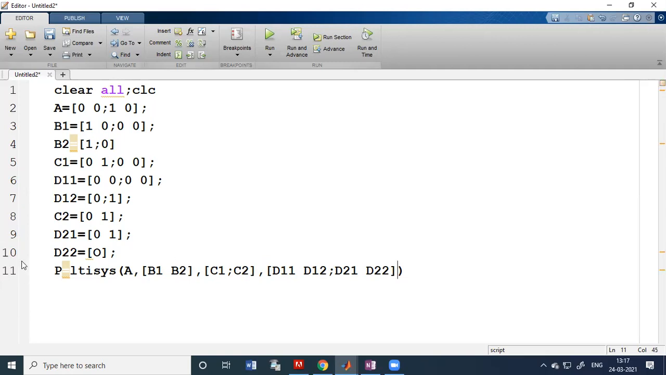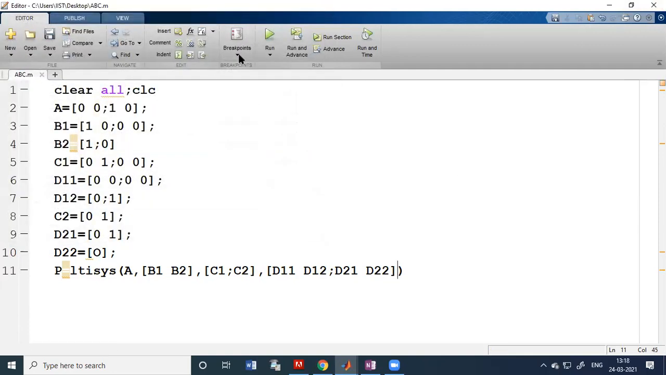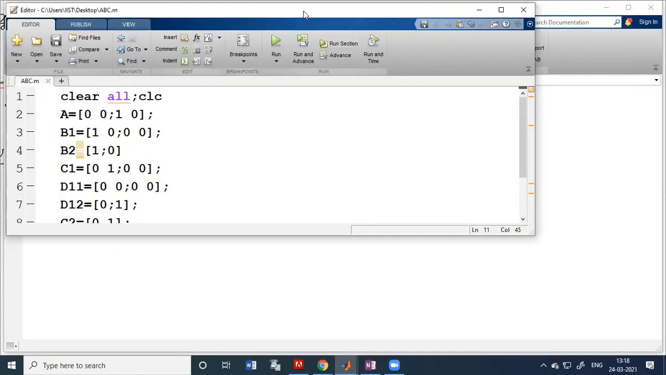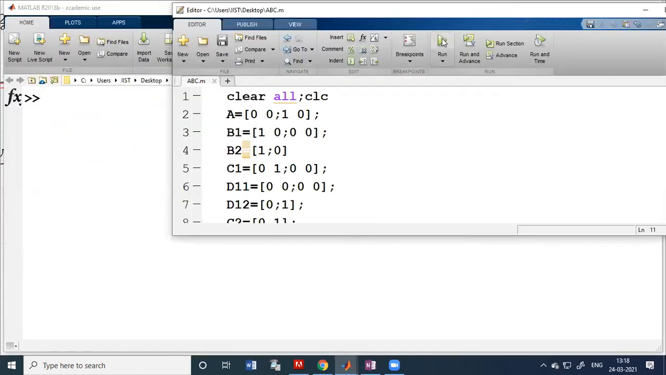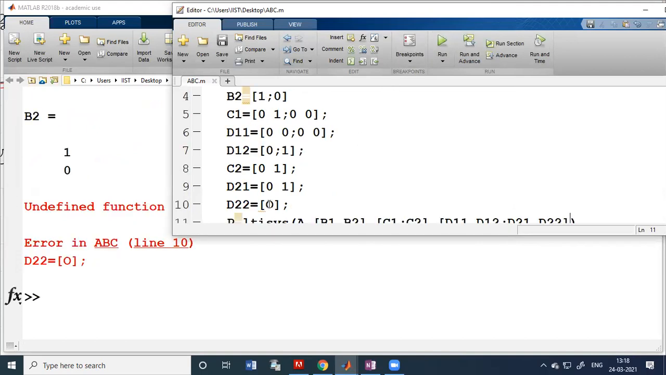Let me run this and show what is happening. This you can save. You can give some name, say ABC. Do you know how to have these two windows side by side? We can see both in one window. There is the M file, and otherwise I have to do it like this. So I'm going to run this. See what is happening. There's some error. D22 is not 0. Okay.